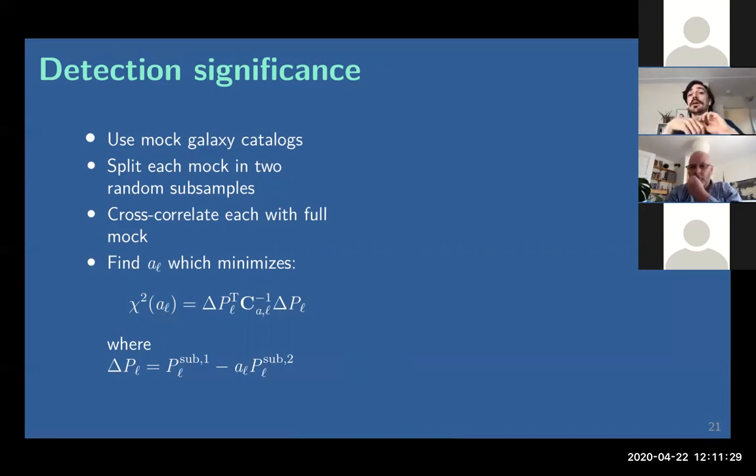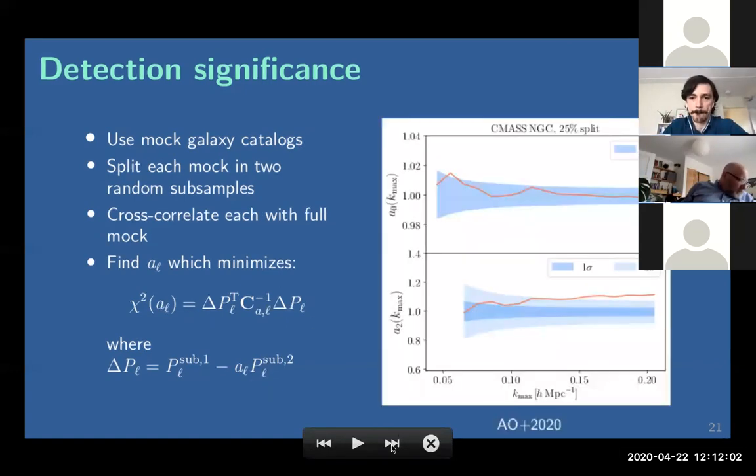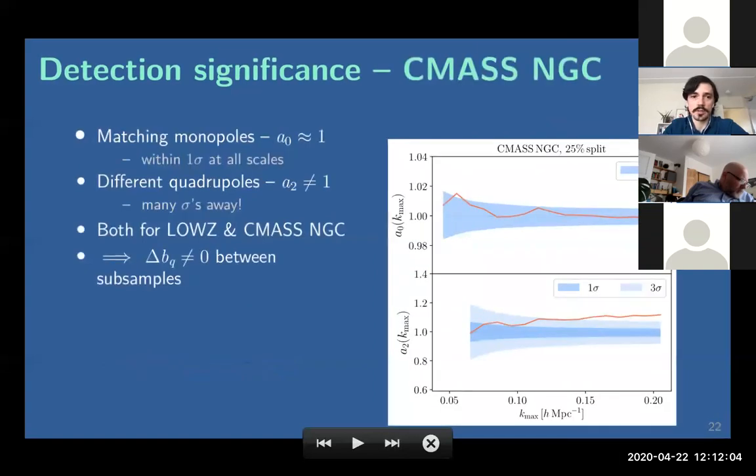we don't. But luckily, since we're matching monopoles, we can just randomly subsample mocks. And we will also match the monopoles by just the fraction of whatever our subsamples are, and they are like 1/4 of the full sample. Then we do the same thing, we cross-correlate each of these subsamples with the full mock, and then we have thousands of mock measurements of the multipoles, and then we try to basically estimate how multipoles between two subsamples differ from each other. And so let me just show you quickly here the results of this.